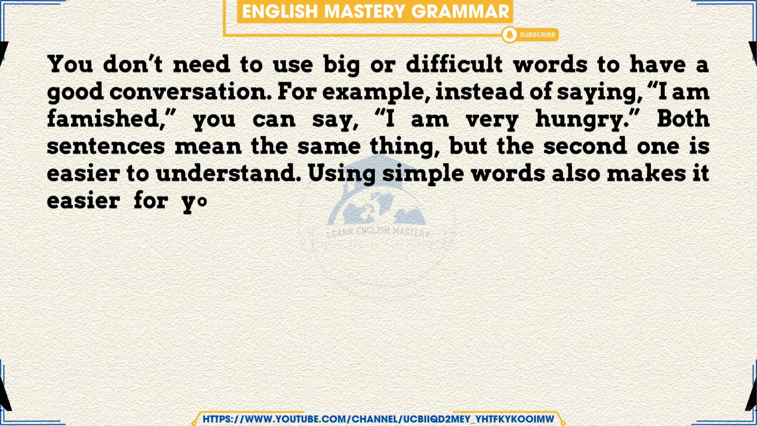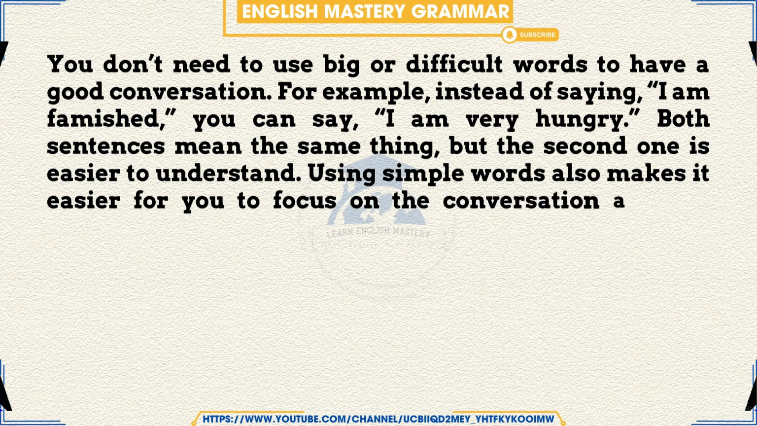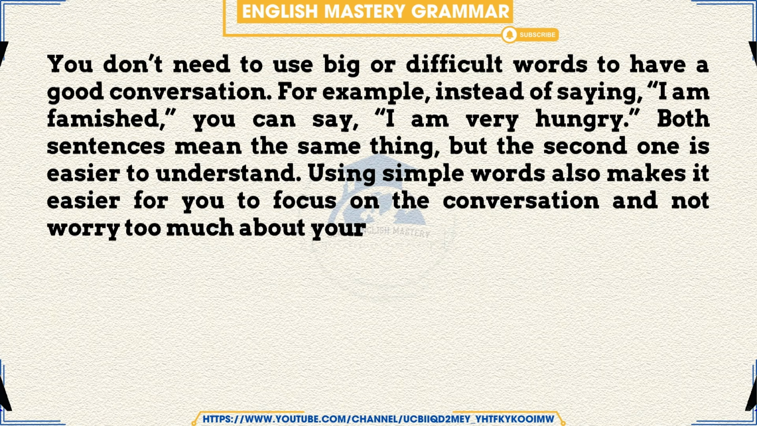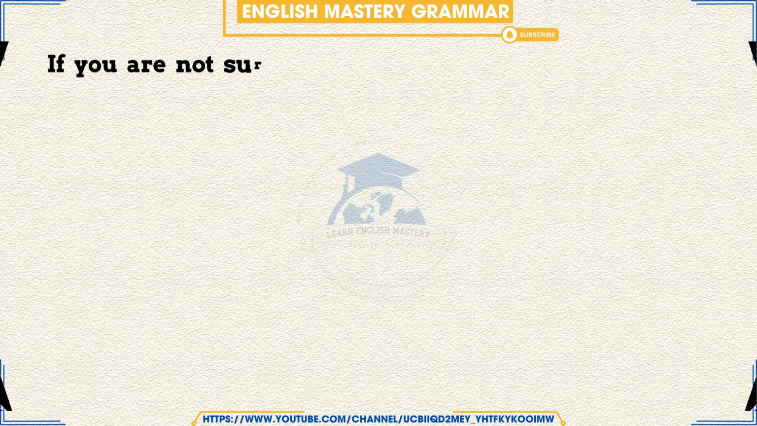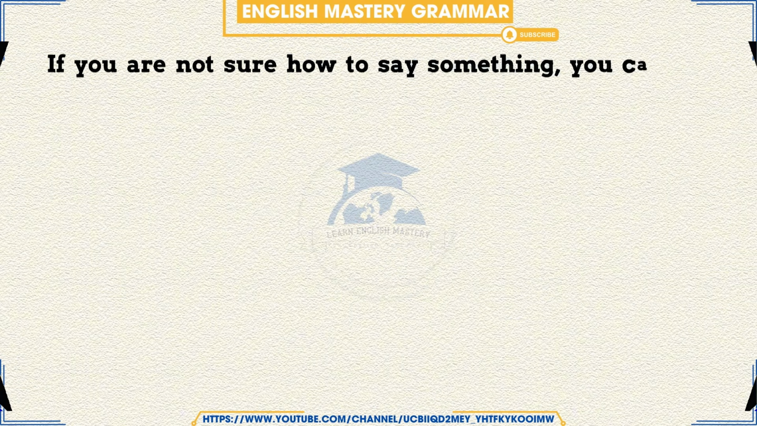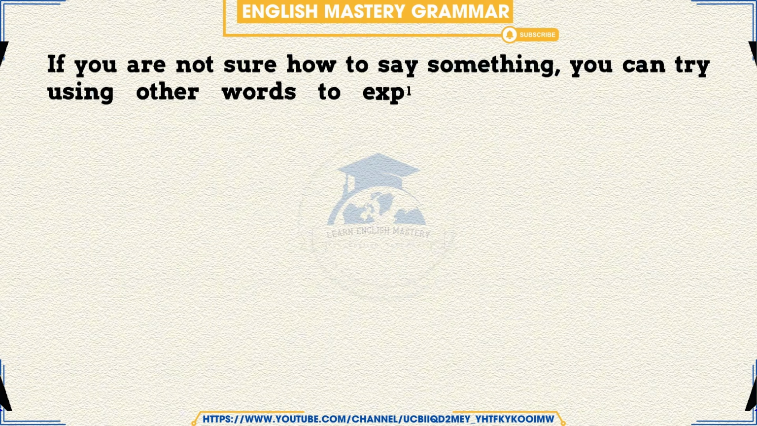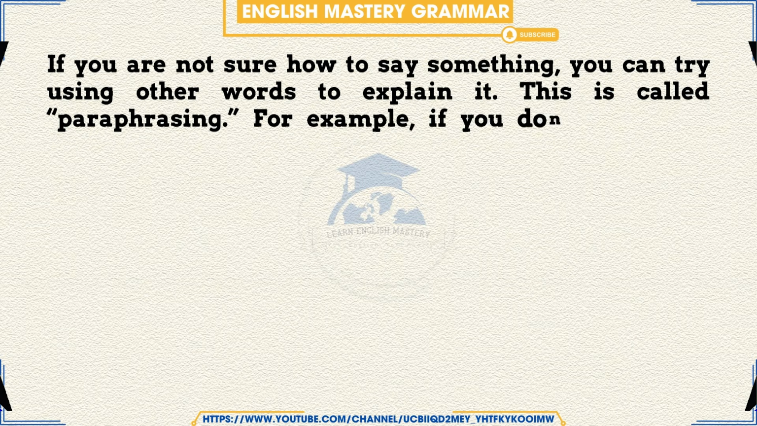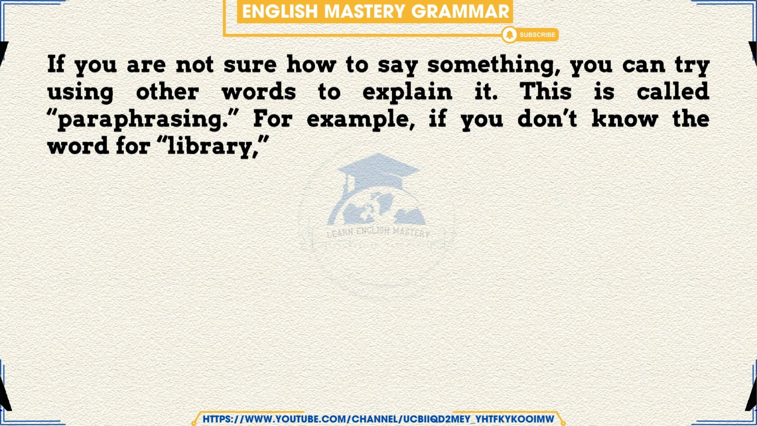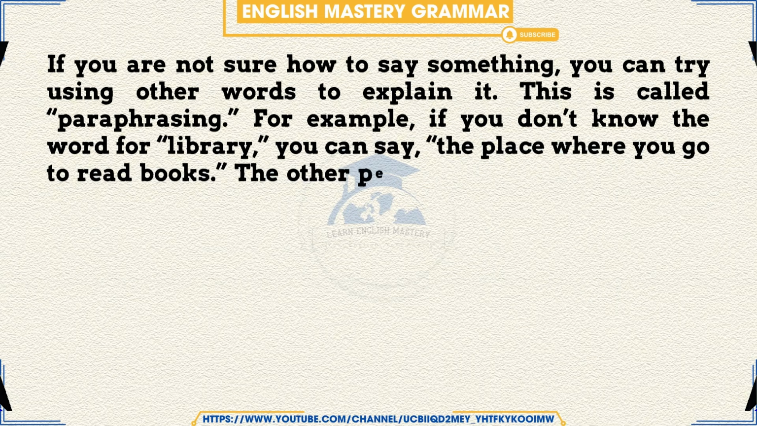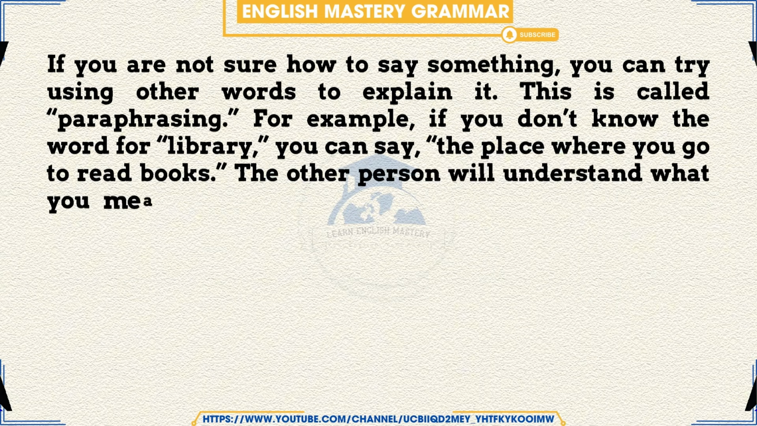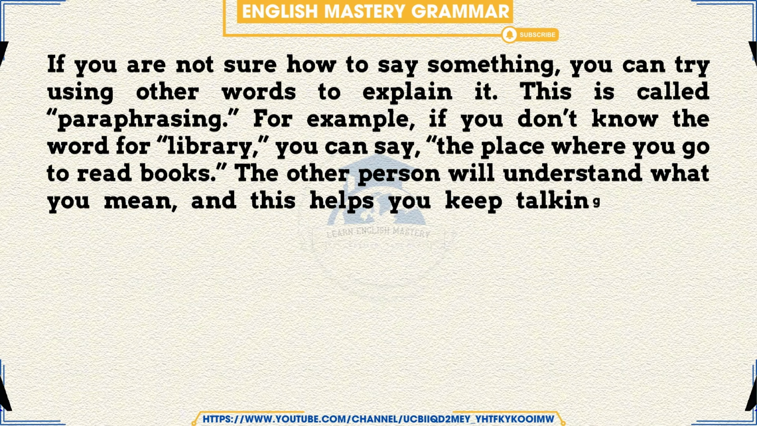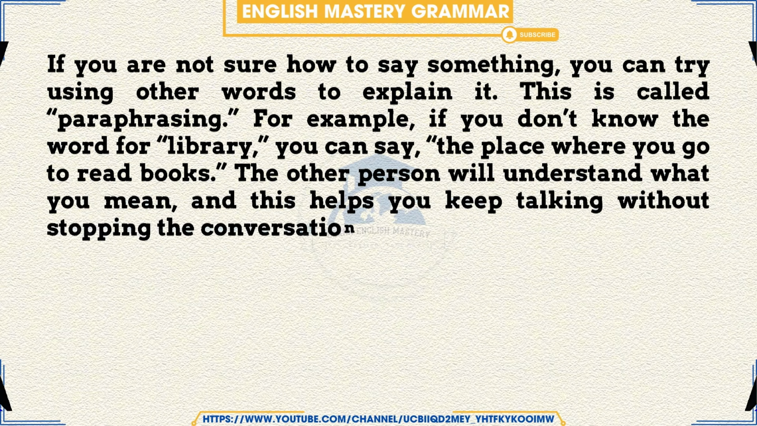Using simple words also makes it easier for you to focus on the conversation and not worry too much about your vocabulary. If you are not sure how to say something, you can try using other words to explain it. This is called paraphrasing. For example, if you don't know the word for library, you can say, "the place where you go to read books." The other person will understand what you mean, and this helps you keep talking without stopping the conversation.